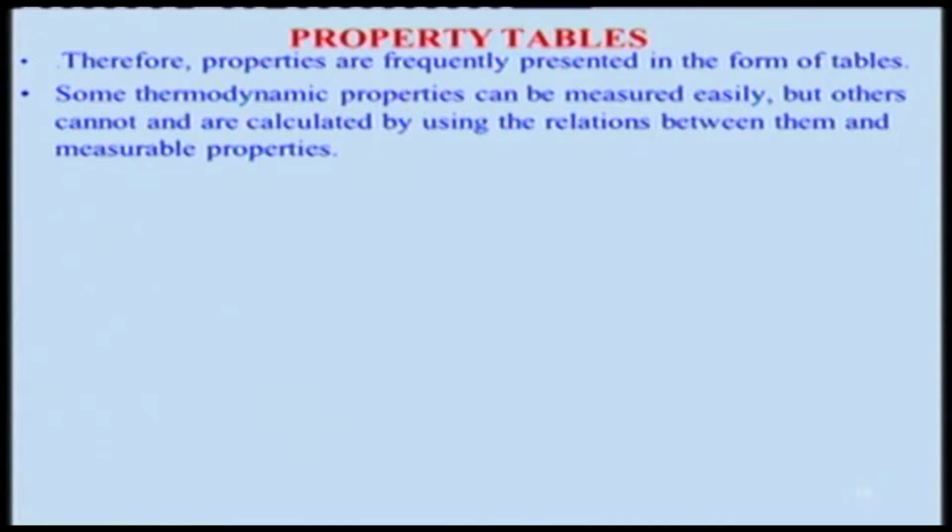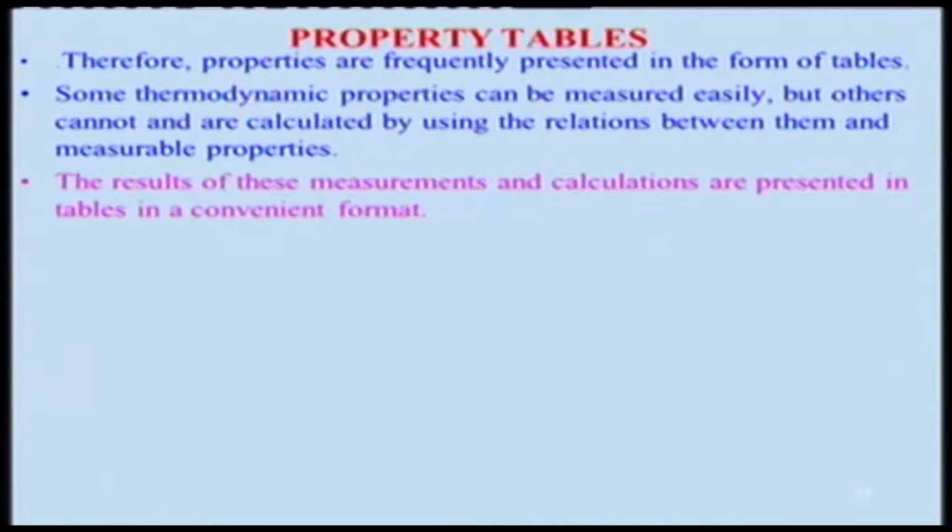As I told earlier, these measurable properties can be utilized for finding the non-measurable properties, of course using the thermodynamic relations. The results of these measurements and calculated values of all the properties can be presented in a tabular form in a convenient format, because the format is also very important, how you present the data and how it can be extracted. I have already talked about enthalpy, but the implication of enthalpy is that it is the combination of properties which we use in our flow systems. As I discussed earlier, we use the control mass system and the control volume system, which we call the open system, where the flow takes place.